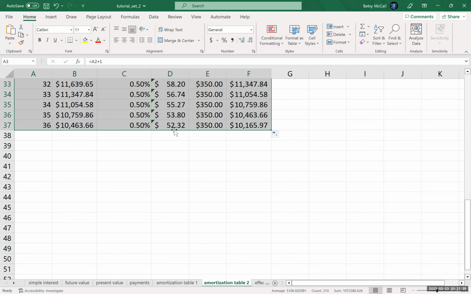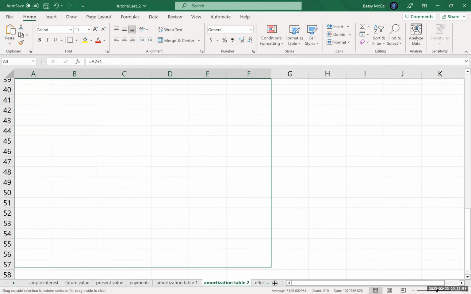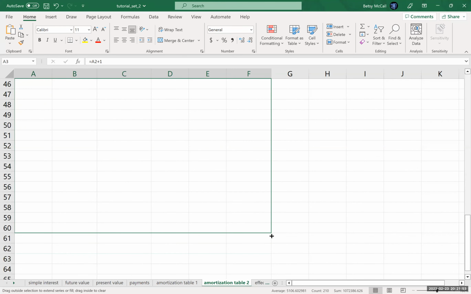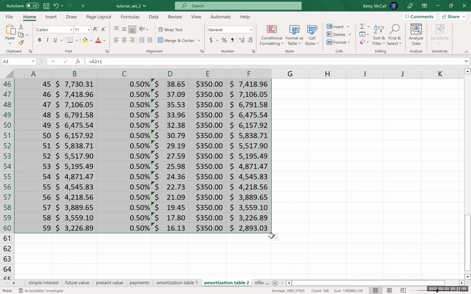Now, as the interest decreases, the amount from the payments that will go toward the balance will get larger. And so even though it took me 36 months to get to the halfway point, it probably won't take me 36 more months to get to the end. So I'm going to try 60 months, which is 5 years. Very close. Let's try a few more.